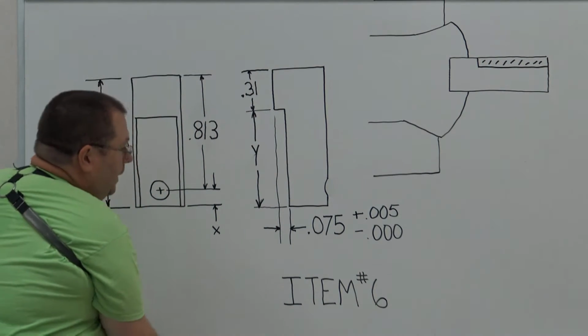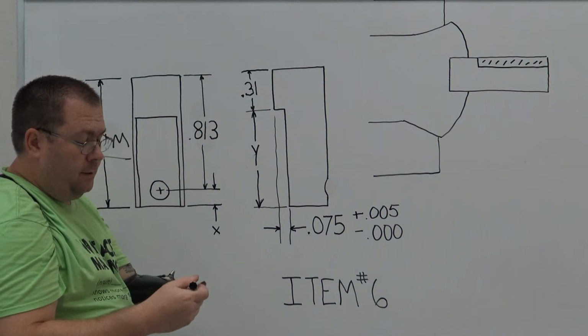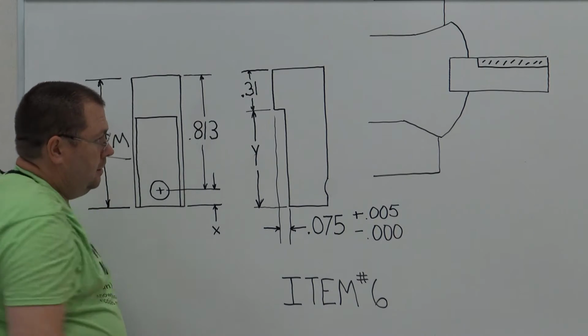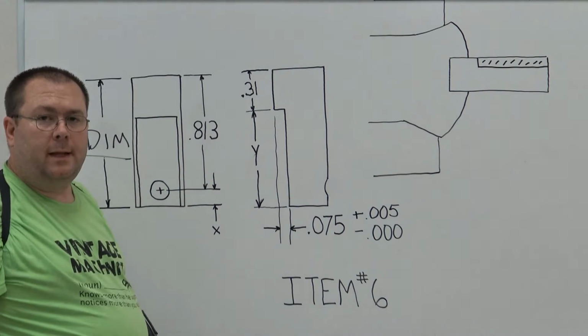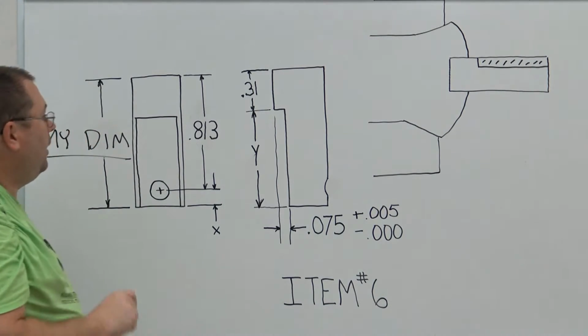And we have to hold that tolerance. We have to hold the dimension in 2 directions for that step. Lastly, we're going to put the hole in it. Different issue right now. We're not there yet.